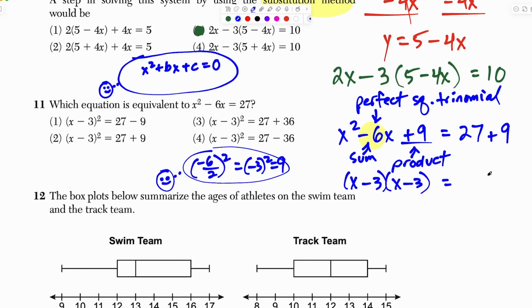And then on the right side, we're just going to leave this as 27 plus 9. And now here, I could just call that x minus 3 squared equals 27 plus 9. And if we look, this is going to match up with choice 2.